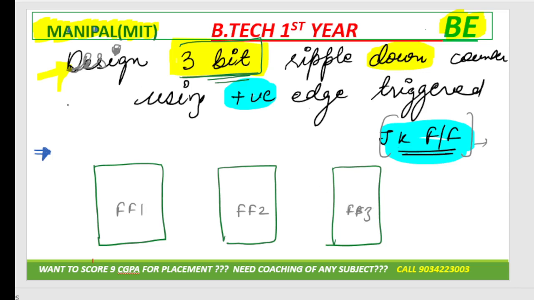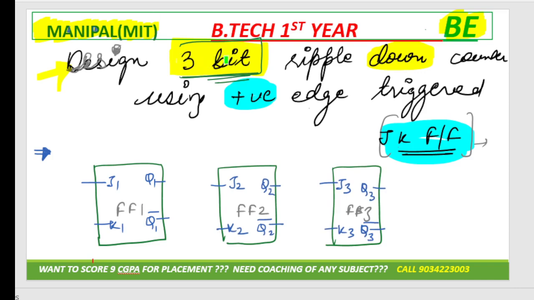अब इसमें हमारे पास क्या है, फ्लिप फ्लॉप 1 है तो दिस इज J1 K1, आउटपुट वुड बी Q1, Q1 बार. Okay, similarly we'll have J2 K2, output will be Q2, Q2 bar. Similarly we'll have J3 K3, output will be Q3, Q3 bar. Clear? यहाँ तक बताओ, यहाँ तक कोई डाउट? 3 बिट है तो I draw the 3 flip flop. JK flip flop they have mentioned then we'll use JK flip flop.